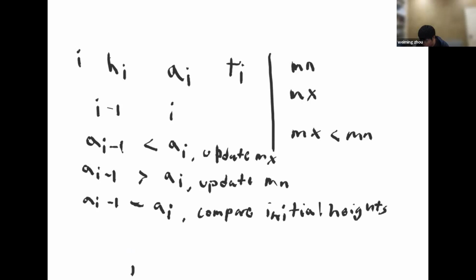And then, after we loop over all these pairs of adjacent trees, we'll end up with a final value of mn and mx. If mn is less than or equal to mx, then the answer is just mn, since that's the minimum time at which it's possible. But otherwise, the answer has to be -1.